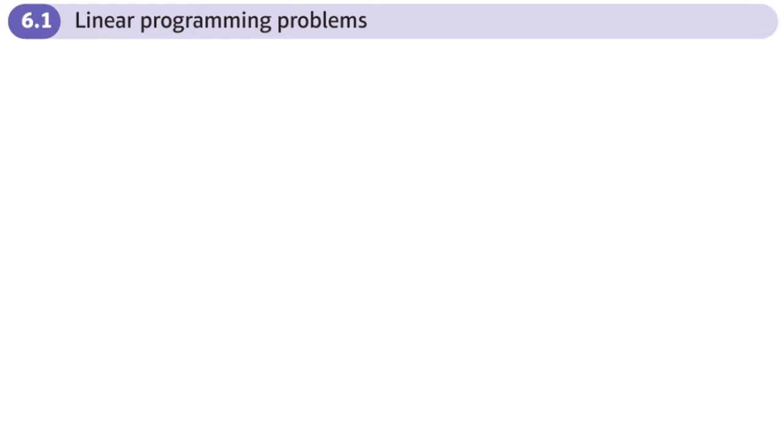This is the first section of chapter 6 on linear programming, and this section is all about linear programming problems. So we need to go through some terminology first. The first thing we're going to look at are variables that we use, and these are often things like x, y, z and so on. We call these decision variables.